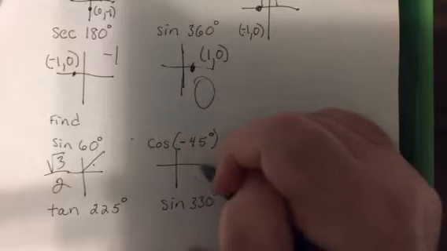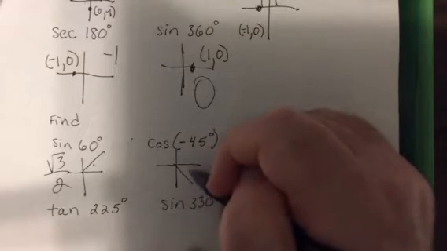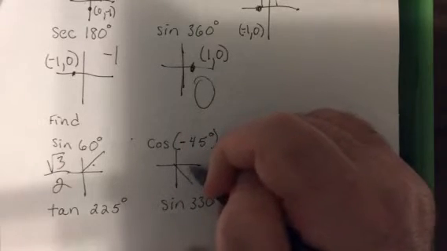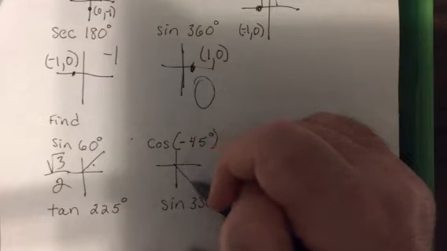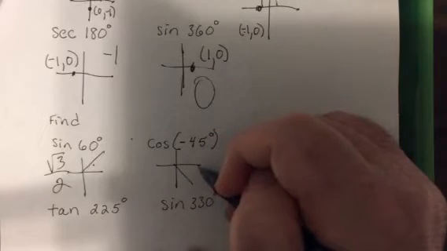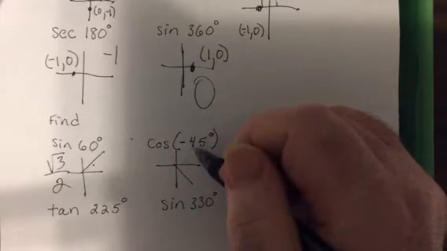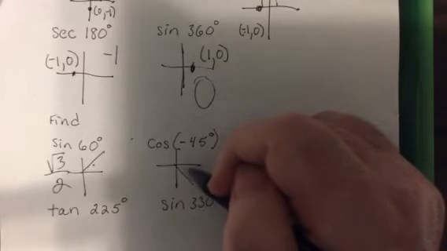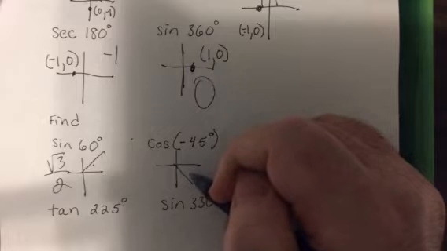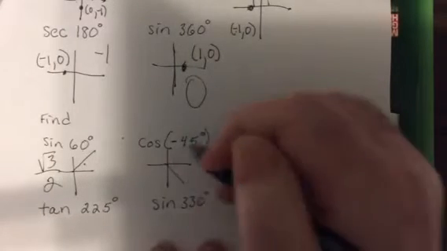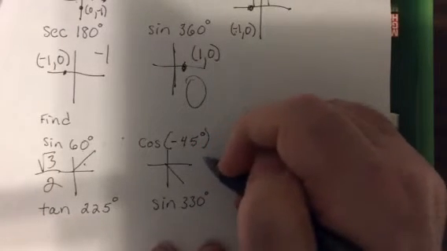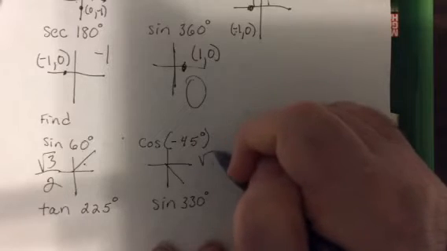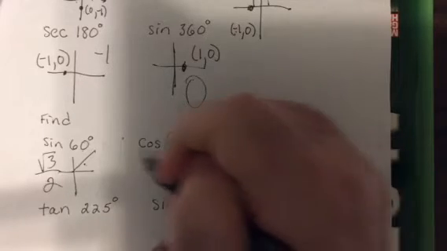Negative 45, that'd be here. The reference angle is 45 because that's how many units are between the terminal side and the closest x-axis. And cosine's positive in the fourth quadrant because it's x over r. X is positive. R is always positive. And cosine of 45 is square root of 2 over 2.